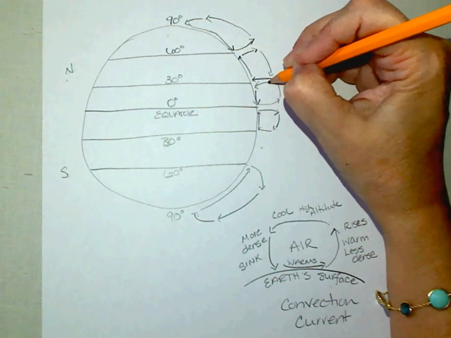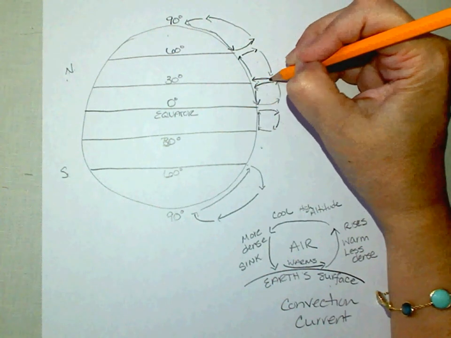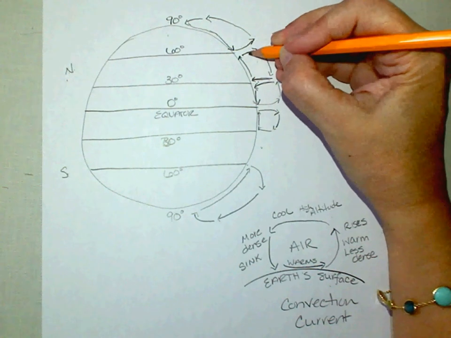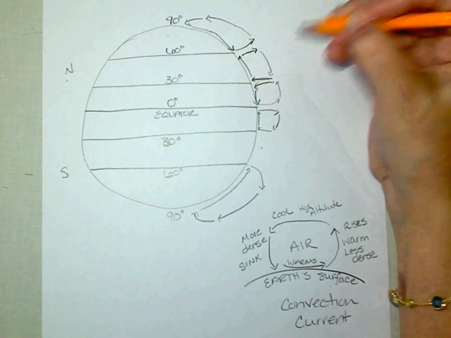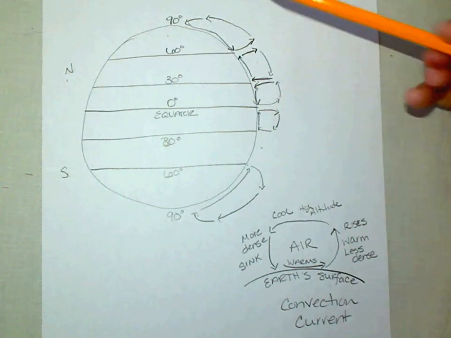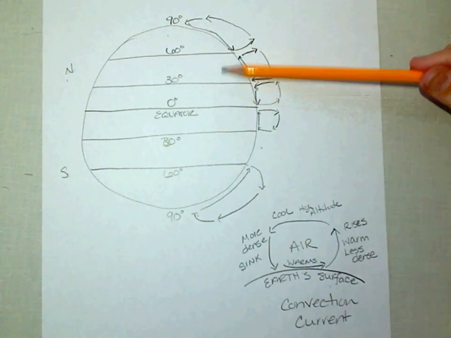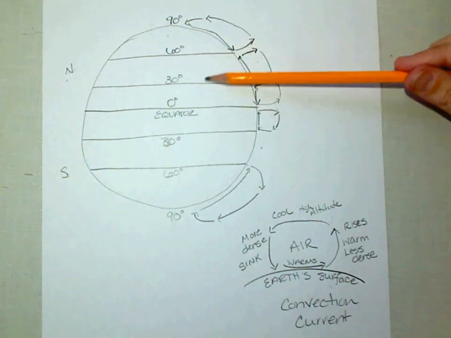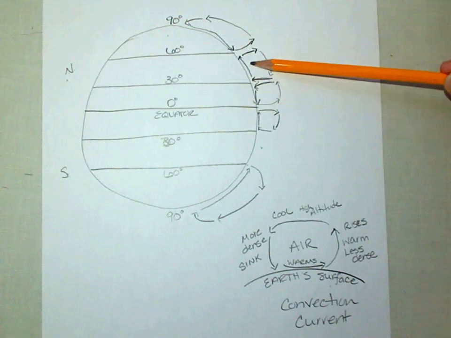And then they come up here. So it's copycatting whatever it is on these other cells. Well, what's really interesting about this is that the United States, North Carolina, is going to be right around in this area. So this is a very important cell to our weather, and it's kind of the one that drives everything.